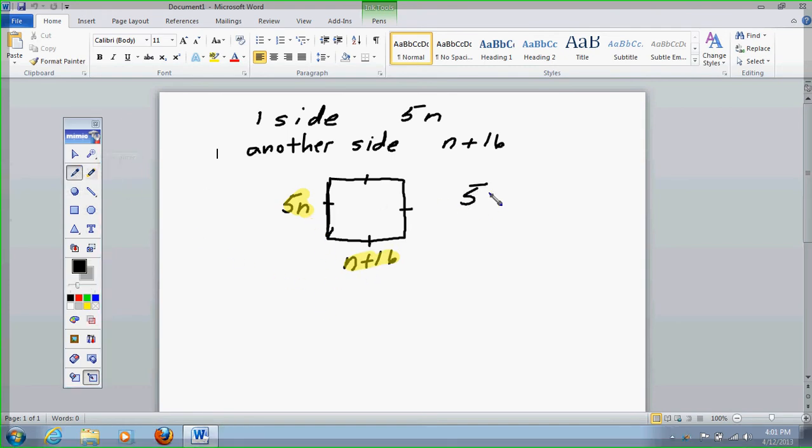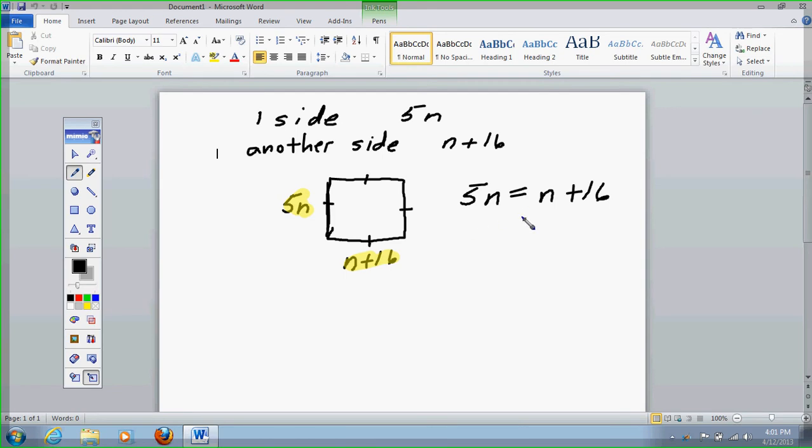So I'll make that equation. Now, notice that n plus 16 is not the same thing as 5n, so don't get confused. What we're doing is that one side is represented by the expression 5n, another side is represented by the expression n plus 16, and we set those equal to each other to find out what n has to be in order for these two expressions to be equal to make this a true statement about the square.